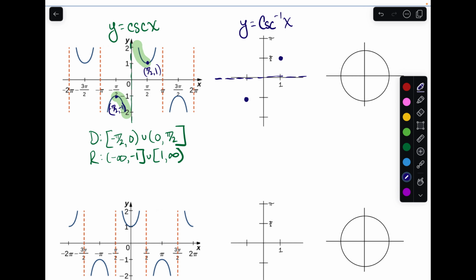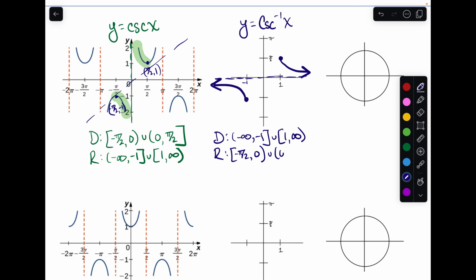Now the shape of this one's going to look weird because, again, it would reflect over the line y equals x. And so that top piece is going to reflect that shape. And this one's going to reflect this way. And again, the domains and ranges are going to flip. So the domain of this one is negative infinity to negative 1, which is where this graph would stop, and 1 to infinity. And then the range would be negative pi over 2, where the bottom point is heading up to the asymptote at 0, and then 0 to pi over 2.